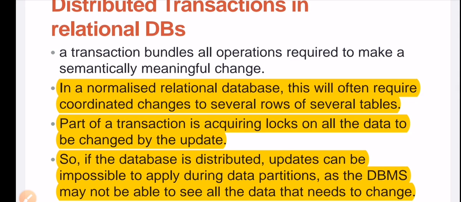Part of a transaction is acquiring locks on all the data to be changed by the updates. So if the database is distributed, updates can be impossible to apply during data partitions, as the database management system may not be able to see all the data that needs to change. We may have different sites or nodes. We have partition.